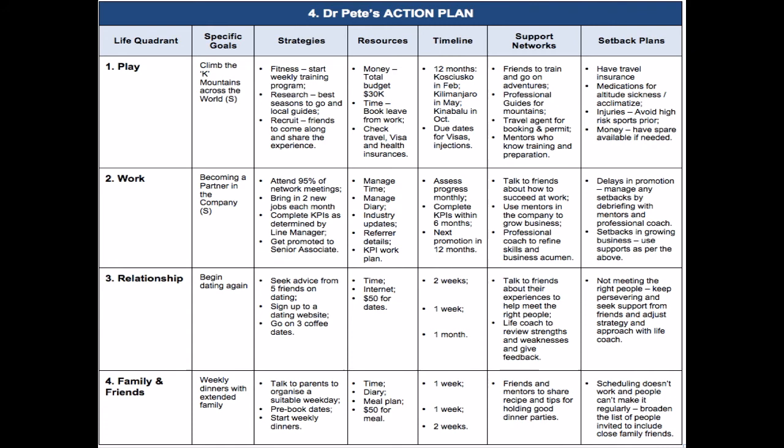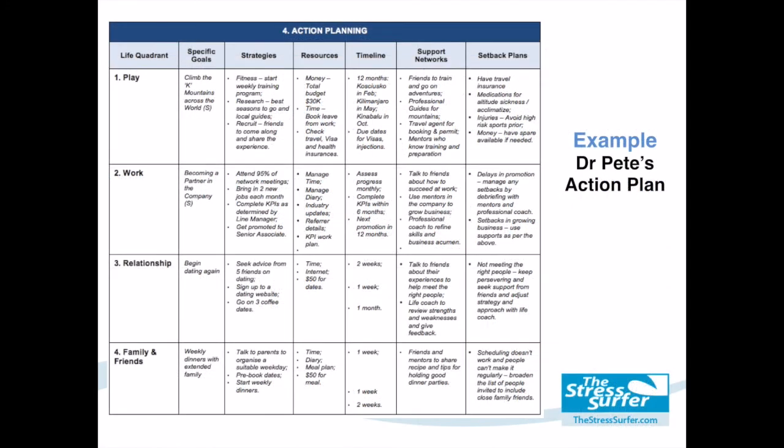Lastly, that 4th life quadrant area of family and friends, you can see a specific goal there around holding weekly dinners with the extended family. It might sound like a simple goal, but the discipline of doing that consistently is indeed a big goal for me. Strategies are around talking to people, getting it in the diary, organising food and the venue, and just getting started. Resources are pretty straightforward there. Timelines are important so we don't skip or miss these regular dinners. And support networks and setback plans have also been covered off as well.